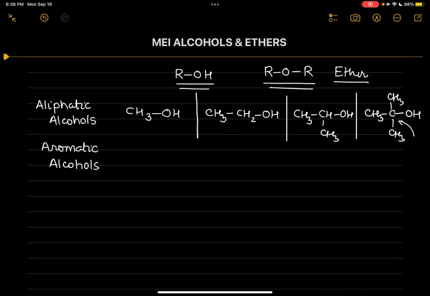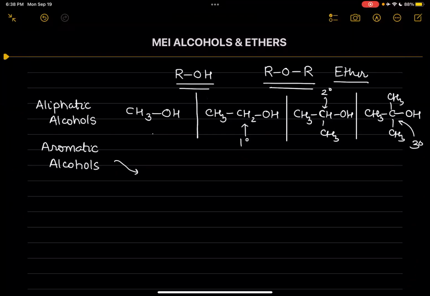It is tertiary, right? And what kind of alcohol is this one? Secondary, meaning 2 degree, where the carbon on which the OH group is present is connected to 2 carbon atoms. And this one is primary, or 1 degree. And this one is not any of these because the carbon on which OH is present is not connected to any carbon. Is it clear?